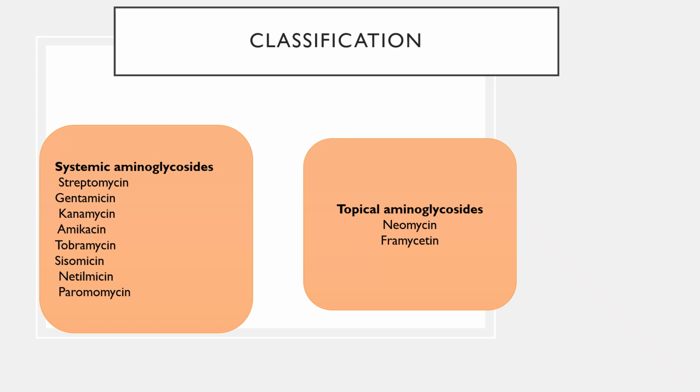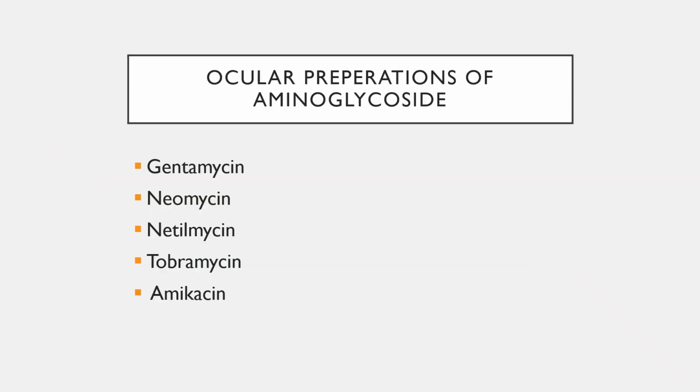The classification includes topical aminoglycosides, which are neomycin and framycetin, and systemic ones: streptomycin, gentamicin, kanamycin, amikacin, tobramycin, sisomicin, netilmicin, and paromomycin. The ocular preparations of aminoglycosides are gentamicin, neomycin, netilmicin, tobramycin, and amikacin.